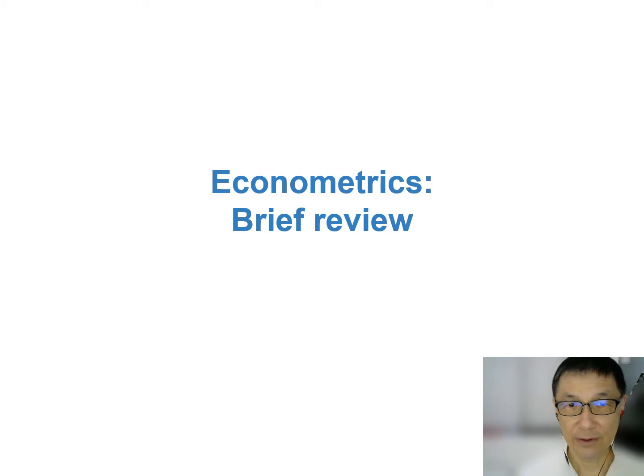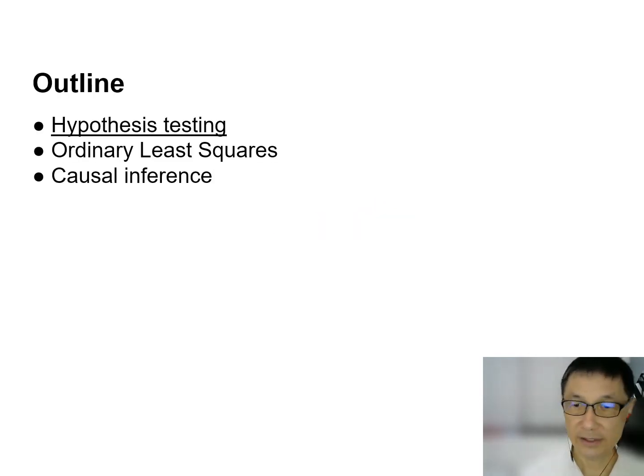This is a brief review of econometrics. In this brief review, I shall first cover hypothesis testing, then go on to discuss ordinary least squares, which is the most common method of estimation, and then finally present to you a discussion of causal inference. What exactly can we conclude from data using econometric methods? First, hypothesis testing.